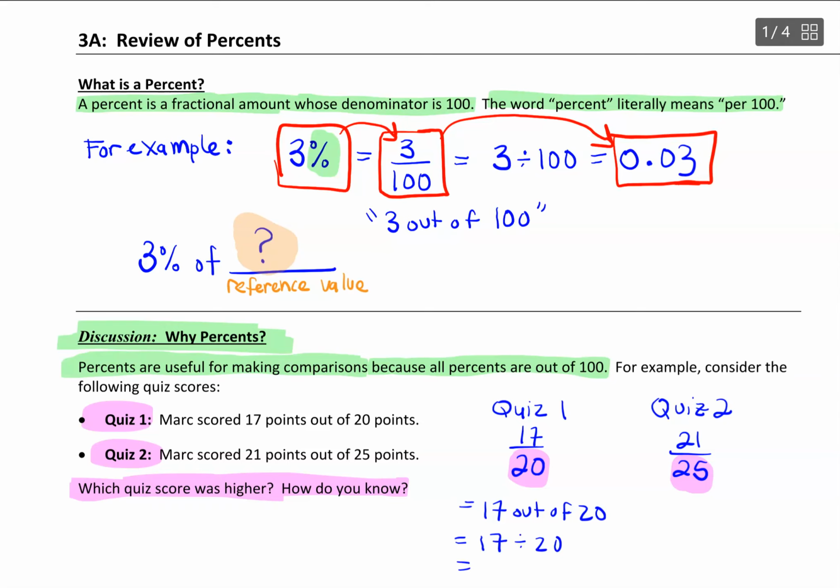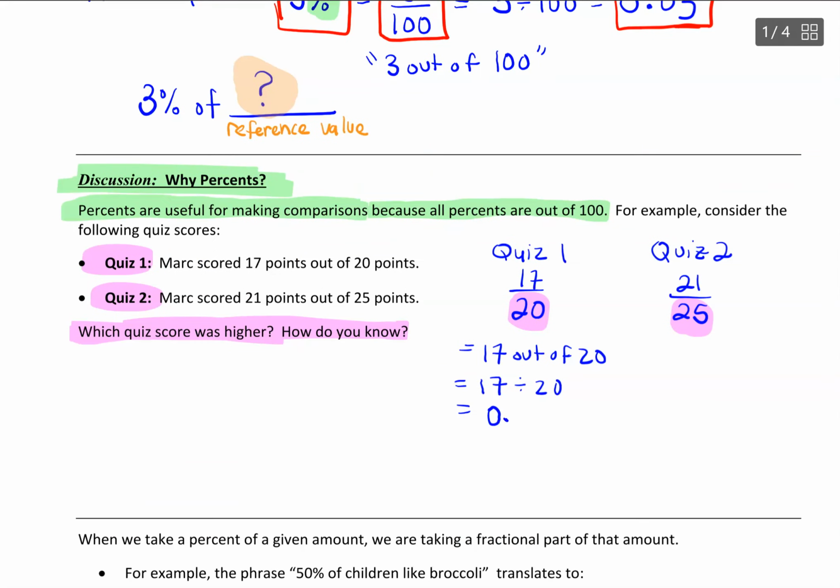And when I do that, I get the decimal amount 0.85. That's 85 hundredths, 85 out of 100. That's 85%. Okay, so Mark made an 85% on quiz 1.